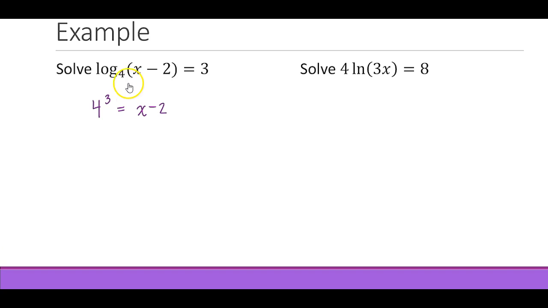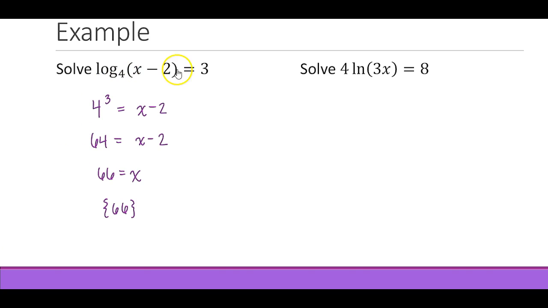And now, since the log is no longer part of the equation, I can simply solve for x. So 4 to the third is 64, which is equal to x minus 2. And then I can add the 2 to the other side, so I end up with x equals 66. And there's no problem with plugging 66 back into this logarithm. 66 minus 2 will create a positive number inside the log. So 66 is my answer.